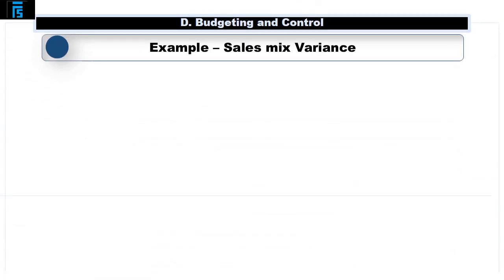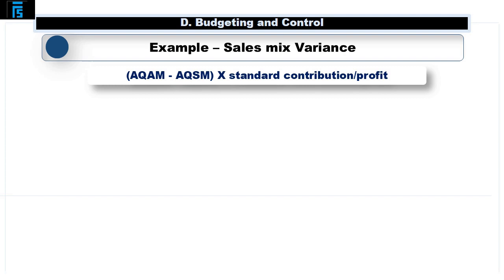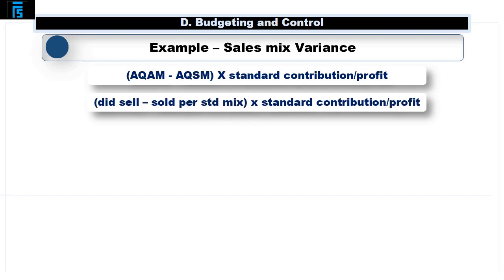The sales mix variance is calculated as the actual quantity of each product sold, minus the total quantity sold based on the standard mix, multiplied by the standard contribution or profit per unit. This is basically the same formula as for the material mix variance, but instead of using standard cost per unit of material, we replace this with standard contribution or profit per unit. Alternatively, we could state this calculation as what we did sell compared to what we thought sales of each product would be using the standard mix, multiplied by the standard contribution or profit per unit.